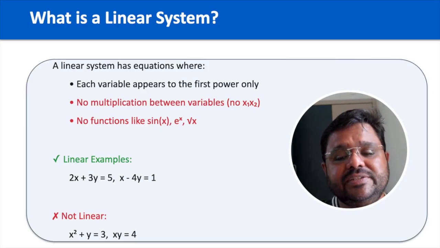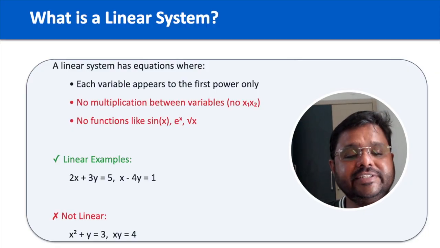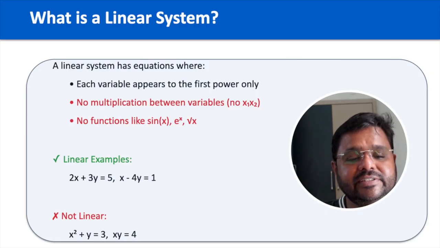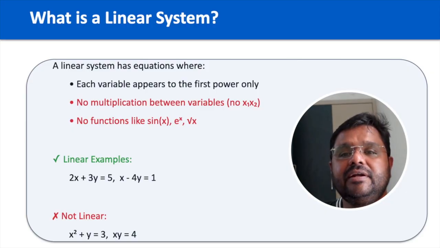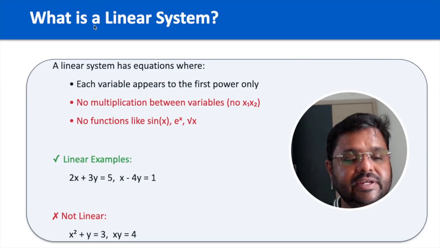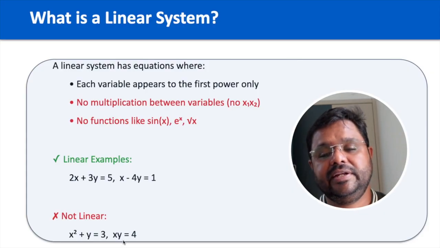Here I gave two examples, one example for a linear system and the other for a non-linear system. The linear one is 2x1 plus 3y equal to 5 and x minus 4y equal to 1. But look at the non-linear system. There the square of x is there, x squared, that makes it non-linear. Again, look at the second equation, there is xy. There also it is non-linear because x is multiplied by y. This is not possible in a linear system.